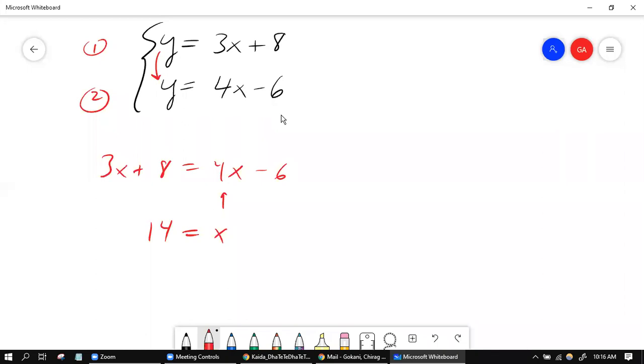Now, how do I find y? Plug the x back into one of the equations. Yeah, so can someone tell me, I'll put it into the first one, because 14 times 3 is easier than 14 times 4. What is 14 times 3?